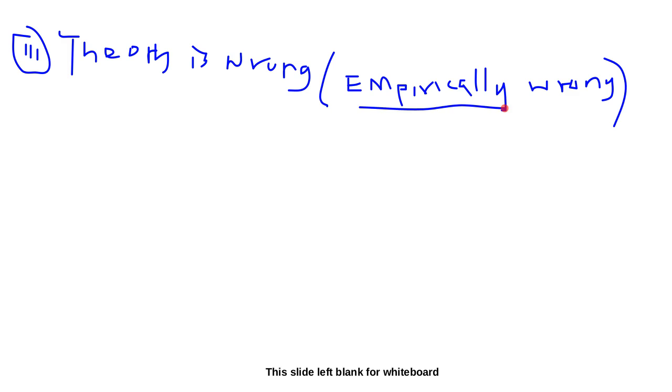Because in real sense, people who are earning so little, when their income increases, they think of other investment plans. They don't think about increasing population. So the theory is empirically wrong.